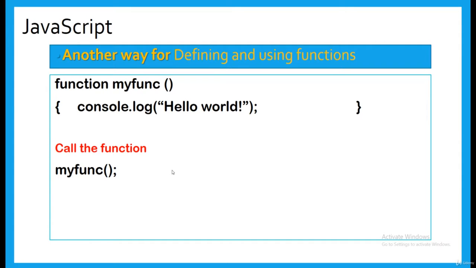Alright, another way of defining a function in JavaScript, you can just say the function keyword, afterwards the name of the function, here it is myFunction, and zero parameters, it doesn't matter, and the body of the function, in our case just console.log hello world. And as well I'm calling my function by calling its name.